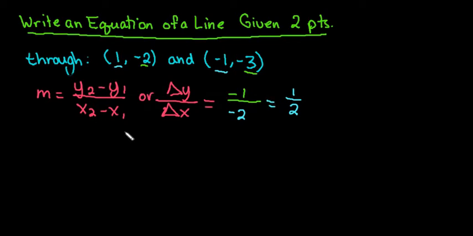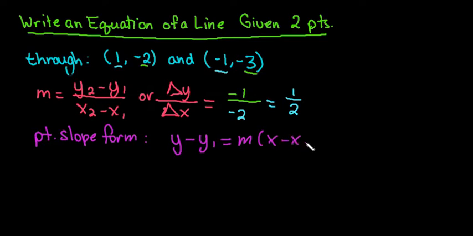Once you have your slope, we're going to use the point-slope form. With point-slope form, remember that it's y minus y1 equals m times x minus x1. And even though it says x1 and y1, that does not mean that we have to use this point. We could use either of the points. The y1 and the x1 just represent any point that it passes through. So you can use either point. It doesn't matter which one you select.